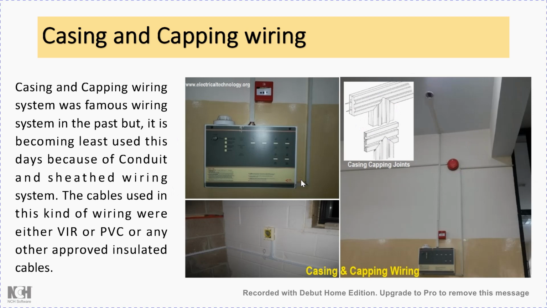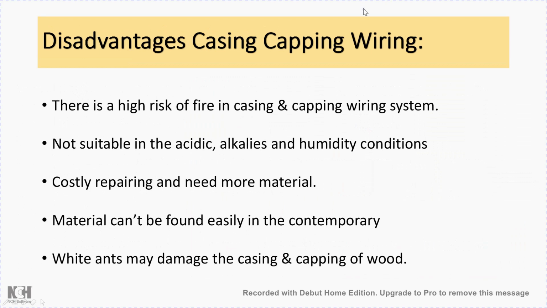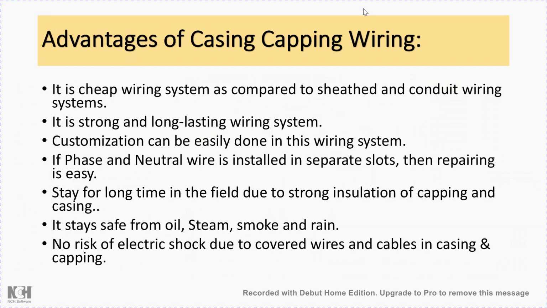Then next are the advantages of casing and capping wiring. First of all, it is very cheap. One piece of casing capping will usually be bought at rupees 50, or it might be available at rupees 40 per piece when you purchase in bulk, and each is usually 8 to 10 feet in length. Not many pieces are required for carrying out the entire wiring, so it is very cheap to hold the wiring in place.